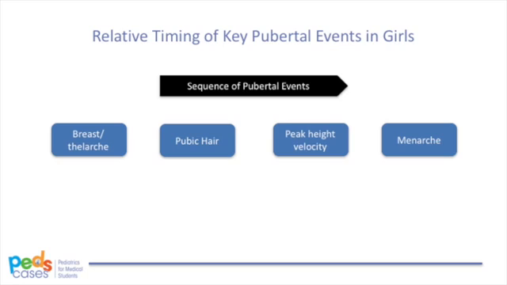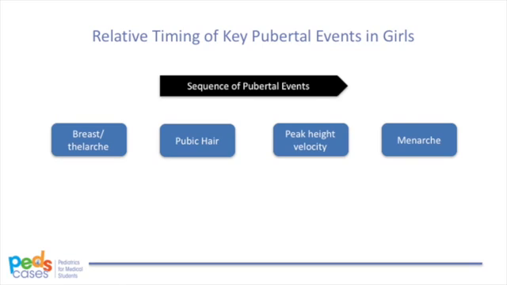There are a number of salient events occurring during puberty, so when does each event occur relative to each other? Moving from left to right is the normal sequence of pubertal events seen in the majority of girls. For girls, the onset of breast development, or thelarche, marks the first event of true puberty, occurring in Tanner stage 2. This is followed by the appearance of pubic hair, typically within a year.